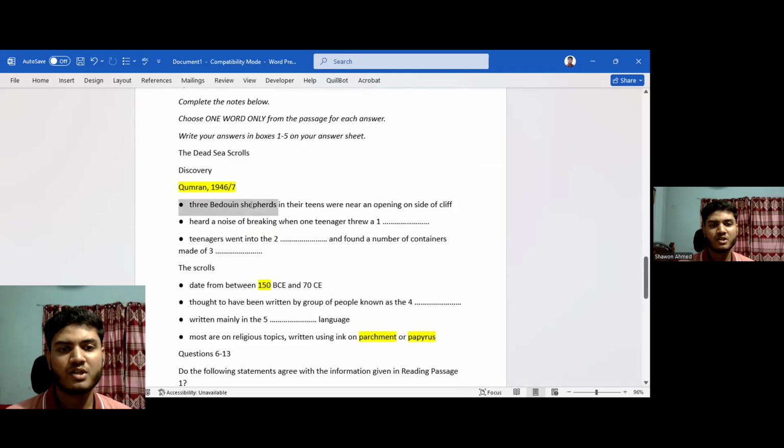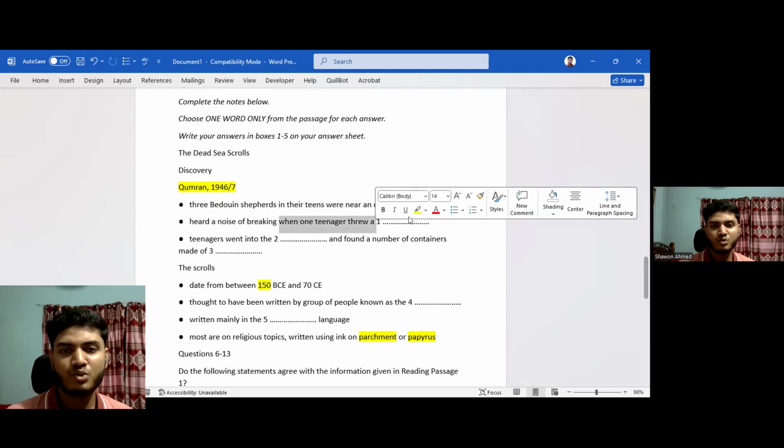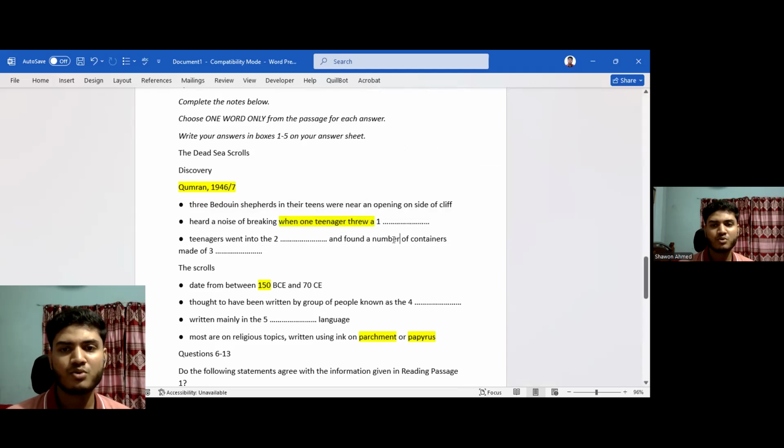Three Bedouin shepherds in their teens were near an opening on the side of a cliff, heard a noise of something breaking when one teenager threw a something. So what did the teenager throw? It can be a ball, it can be a stone, I'm predicting. So there were three Bedouin shepherds, and one of them threw a something. What is it? We will have to look at the passage.